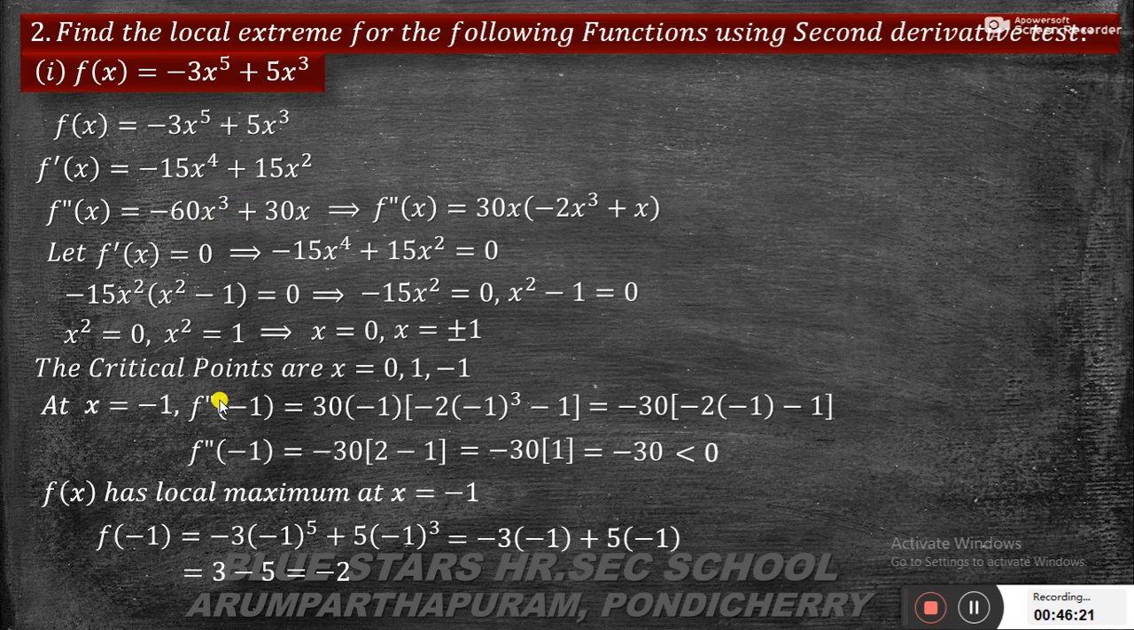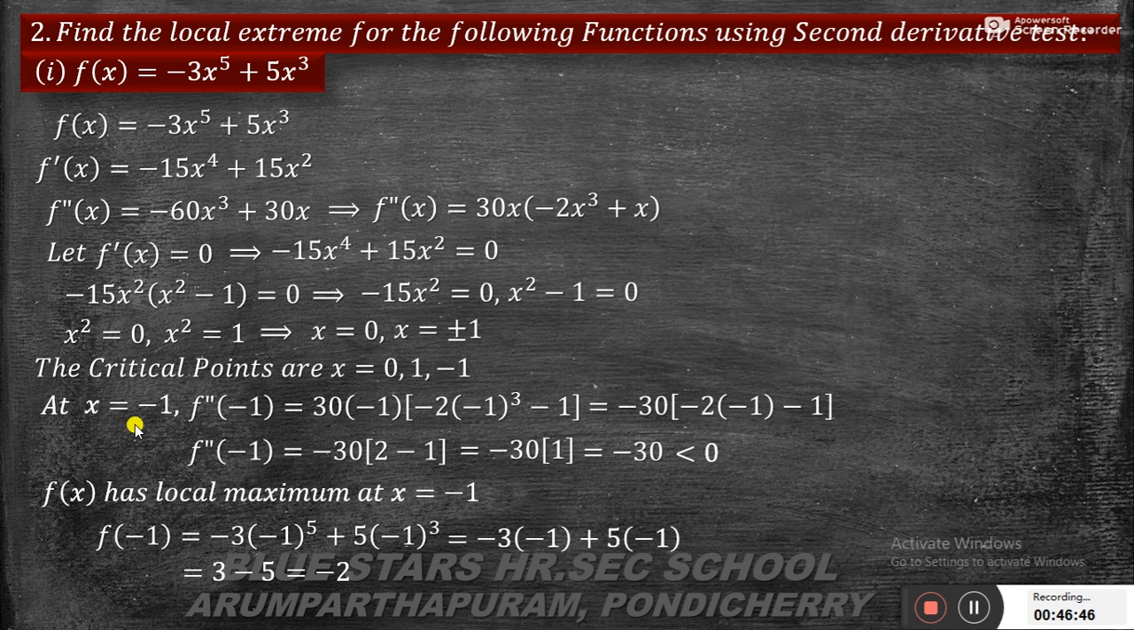So in the next step, we find the critical points. For the critical points we take f dash of x, the first derivative, equal to 0. From this equation equal to 0 we find the points, which I already told: x equal to 0, x equal to plus or minus 1, that is 0, 1, minus 1.